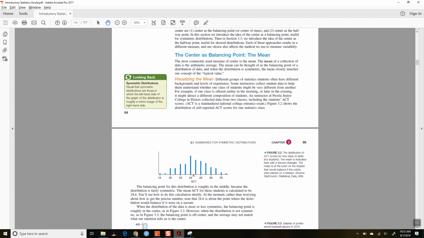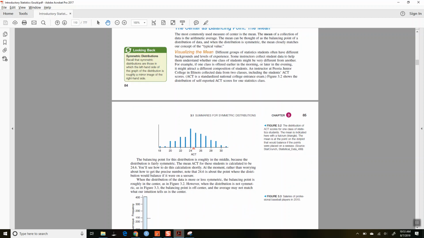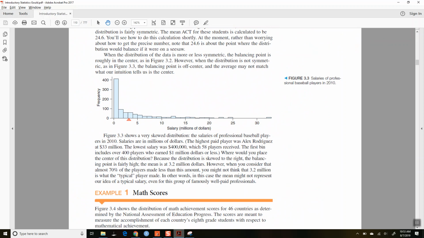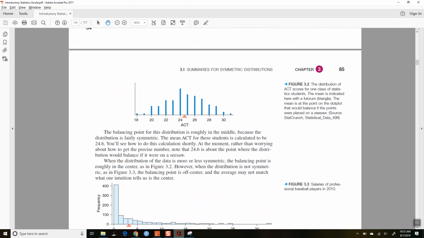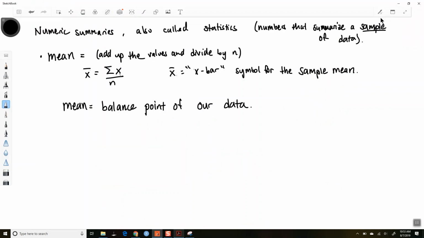So it says the center as a balancing point, and they just draw this thing. If you take these numbers, and if we have this dot plot, and each of these dots were weights, and you needed to put this thing on a seesaw and have it balanced, the mean is the location where you would put the fulcrum, where the thing would be balanced, right? The balance point of our data.